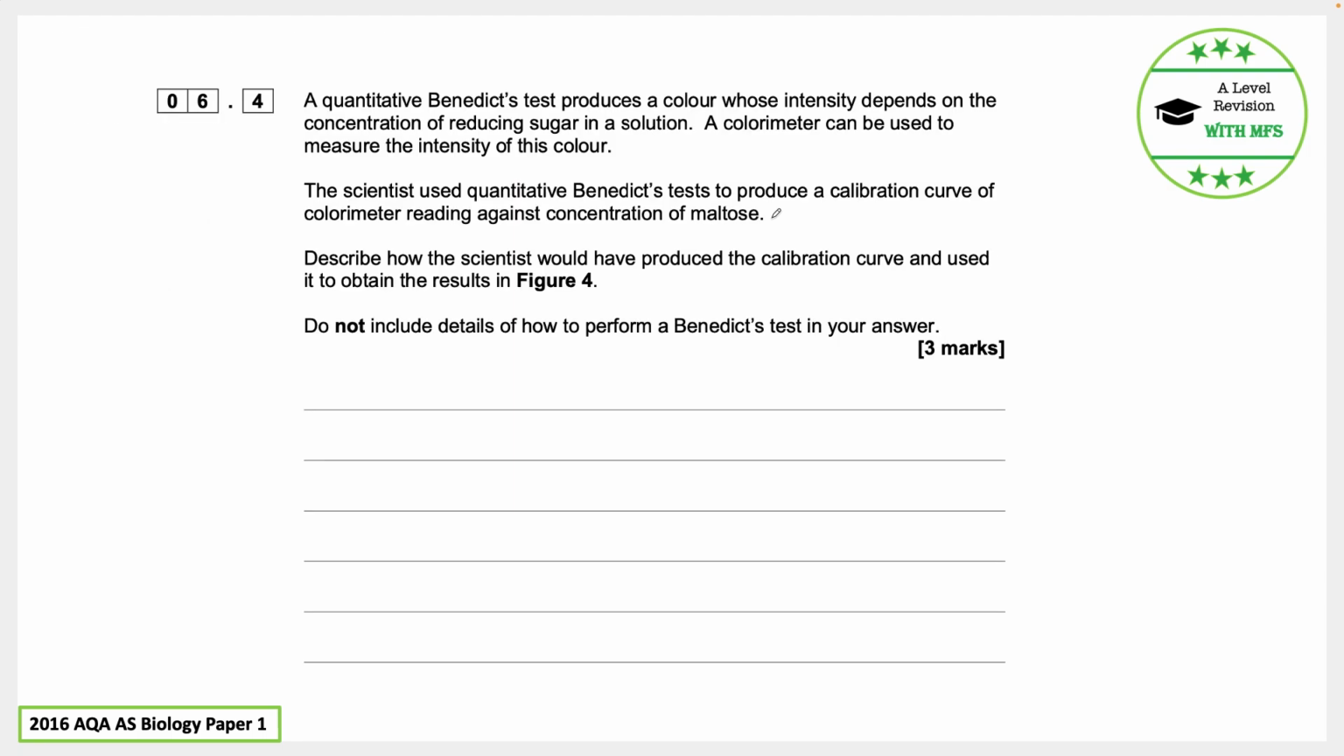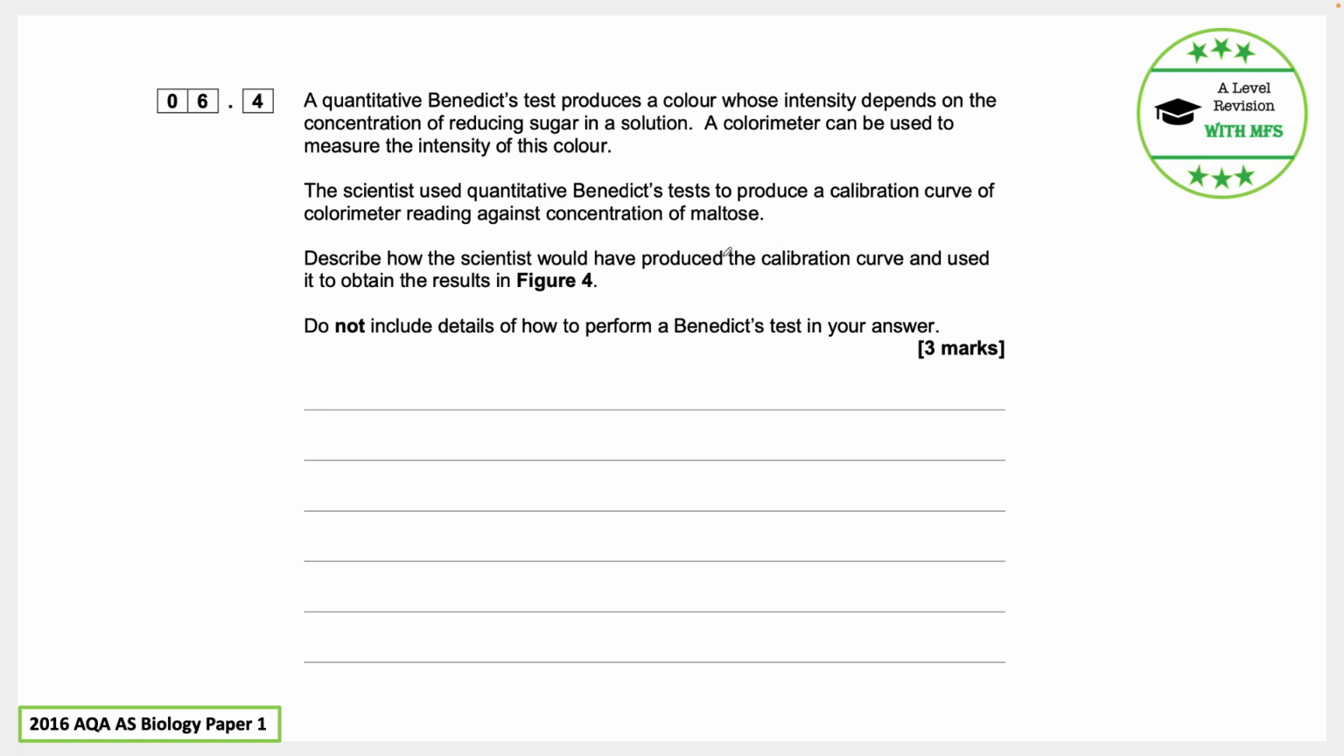Next question. A quantitative Benedict's test produces a color whose intensity depends on the concentration of reducing sugar in a solution. A colorimeter can be used to measure the intensity of this color. The scientists use quantitative Benedict's test to produce a calibration curve of a colorimeter reading against concentration of maltose. Describe how the scientists would have produced the calibration curve and used it to obtain the results in figure 4.